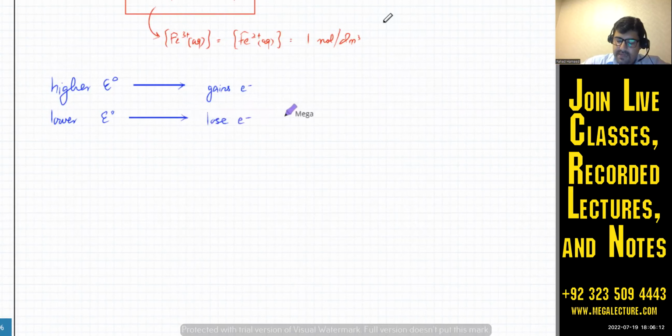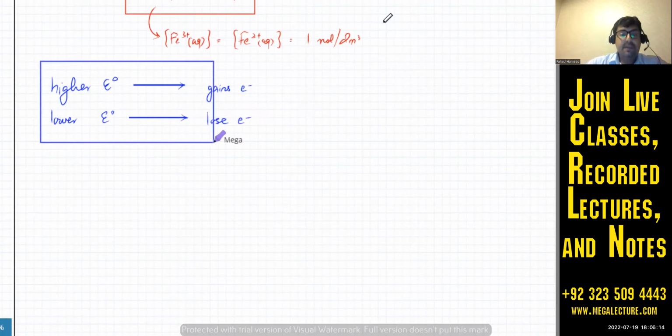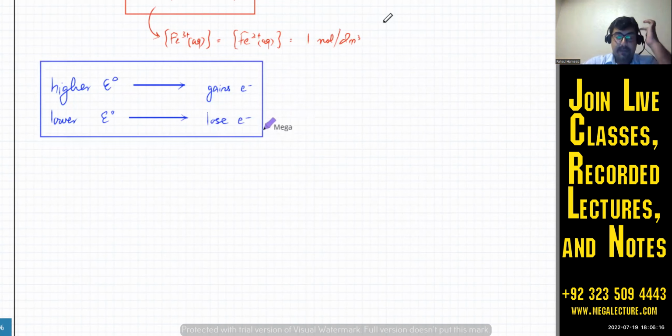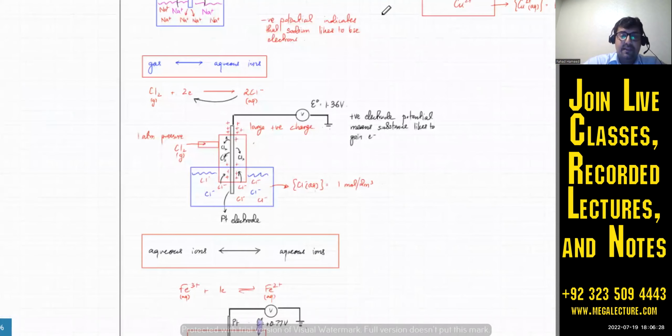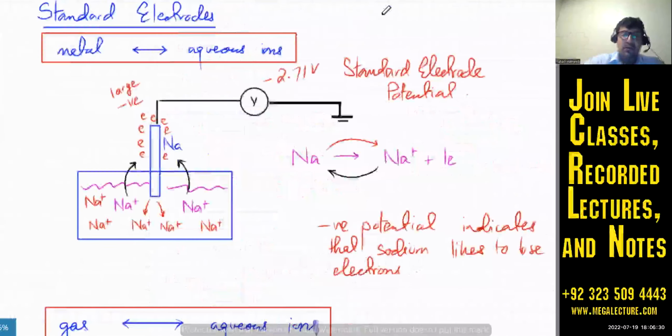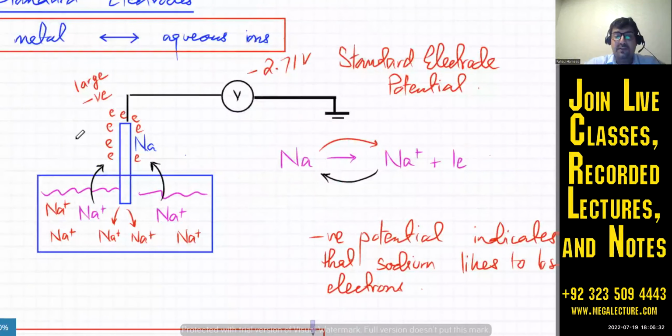So you've got high E naughts and you've got lower E naughts. I mean, this is the main crux. Okay? Just fit this in your mind. If the potential is higher E naught, that means it wants to gain electrons. If it's a lower E naught, that means it likes to lose electrons. Why was sodium so negative? Why was it so low? Because sodium really wanted to lose electrons, and there was a lot of electrons, which is why the potential over here became very negatively charged. So lower E naught indicates that it really likes to lose electrons.